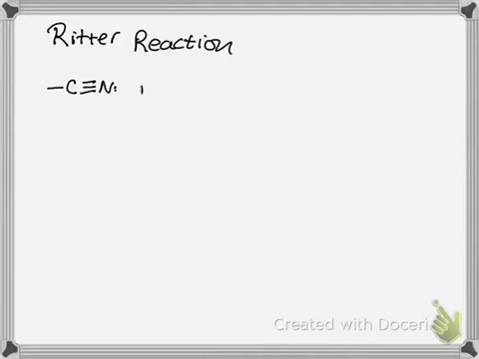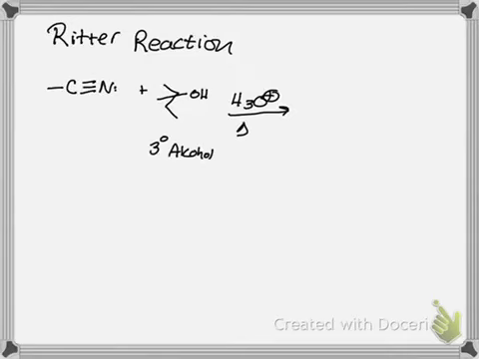A nitrile plus a tertiary alcohol, that is important, done with acid and some heat. And what you get out of this is the highly substituted amide. This was the mystery reaction we had you guys doing at the beginning of the semester.